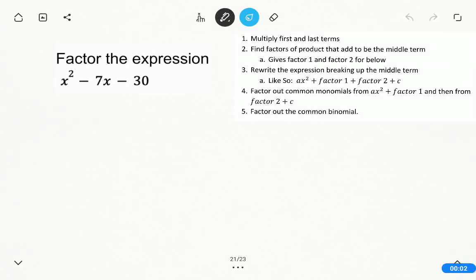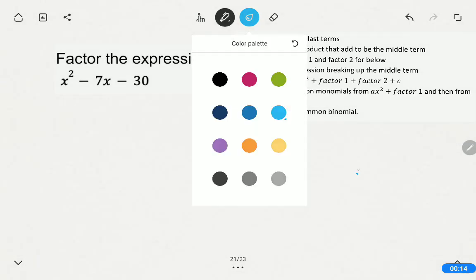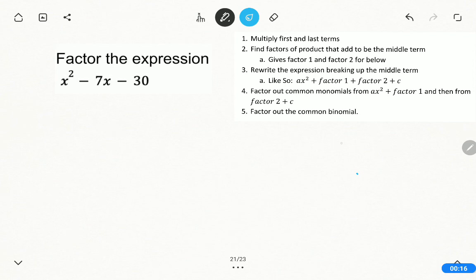Okay, in this video, we're going to be factoring the expression x squared minus 7x minus 30. So normally when we go through factoring, there's a couple things we want to double check before we actually start. We want to ask ourselves two questions. First, is there a common monomial?